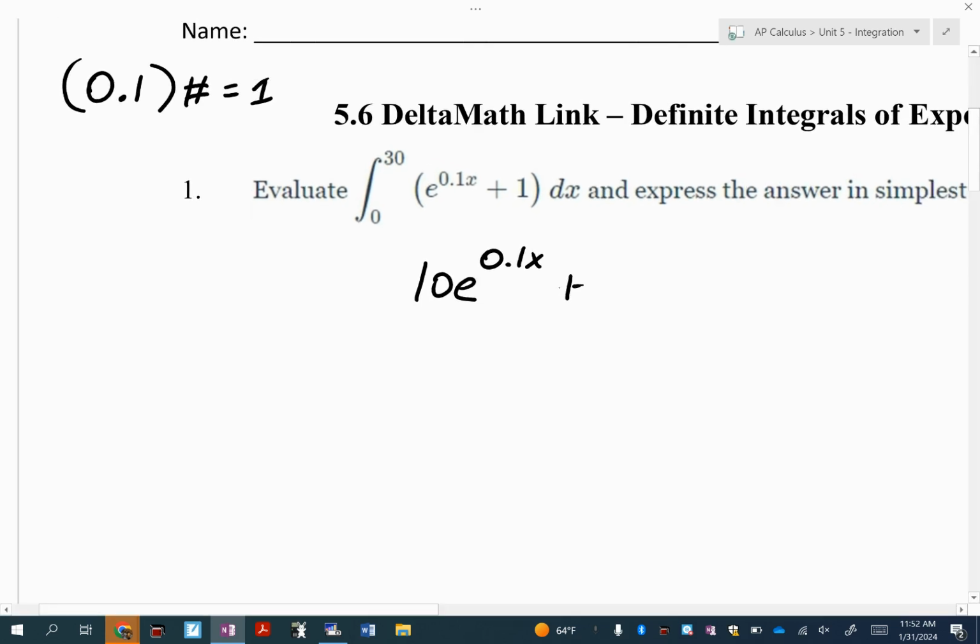Okay, plus, what's the antiderivative of 1? That's the derivative of 1. Going backwards is x.